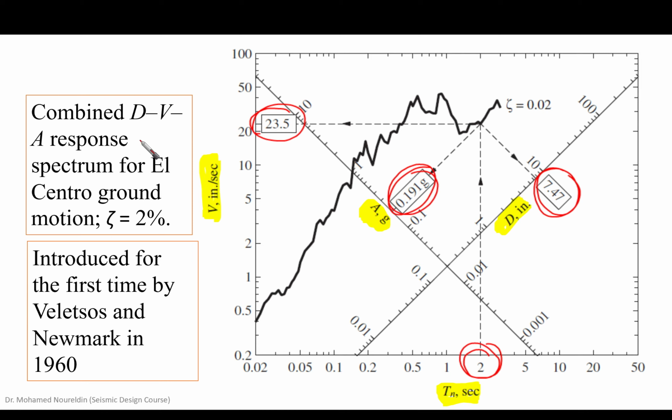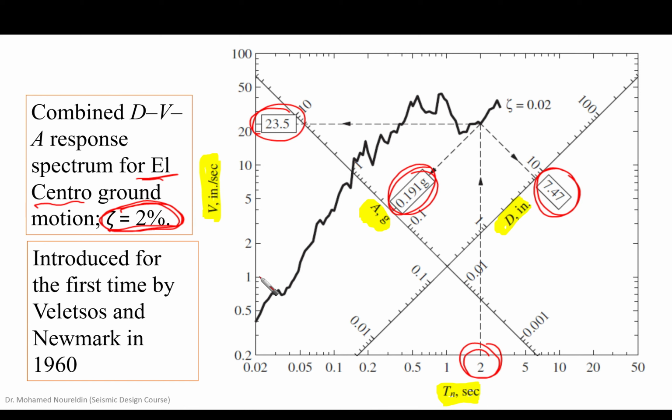Okay, so first of all, we have this, we call it the combined DVA response spectrum for El Centro. We are talking about El Centro now. We can do this for any earthquake, okay? This is only for El Centro now, but you can do it for any earthquake. It's easy to construct for any earthquake. And remember that we used only damping ratio 2%, okay? In our equation, it was 2%.